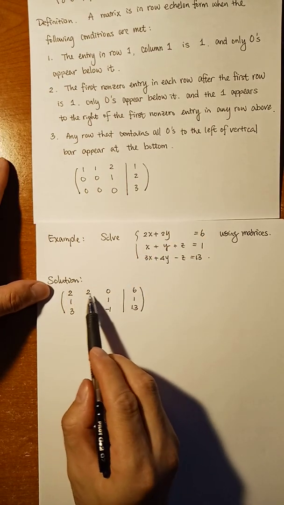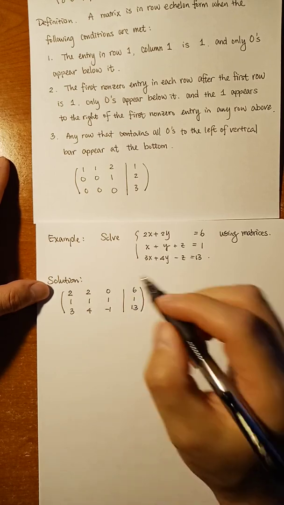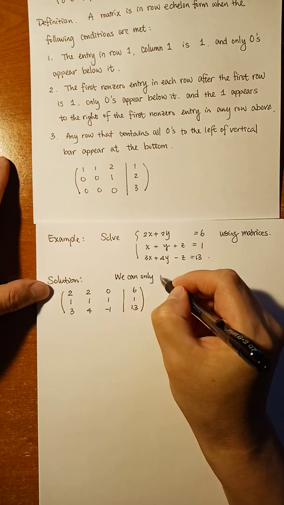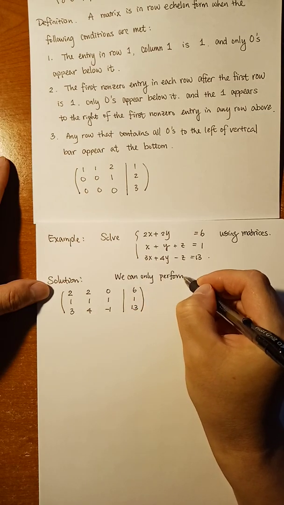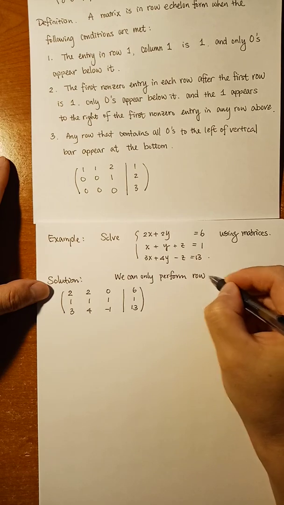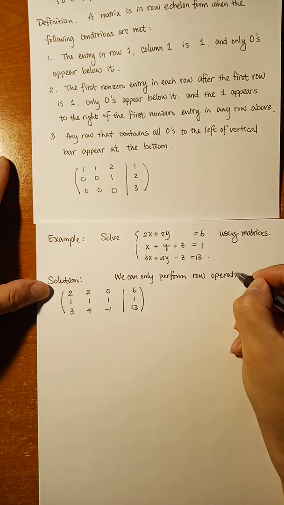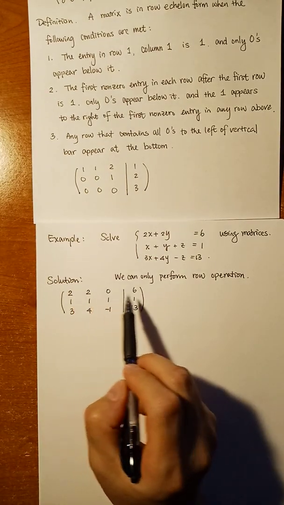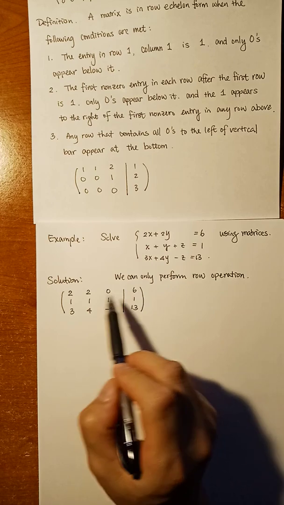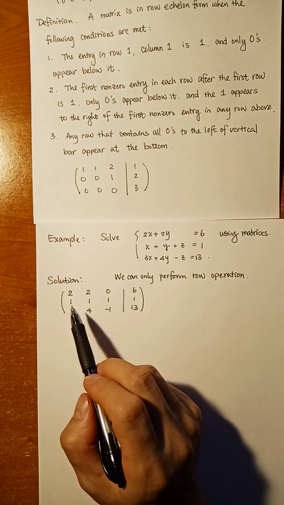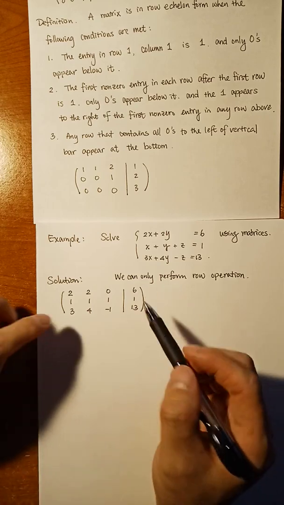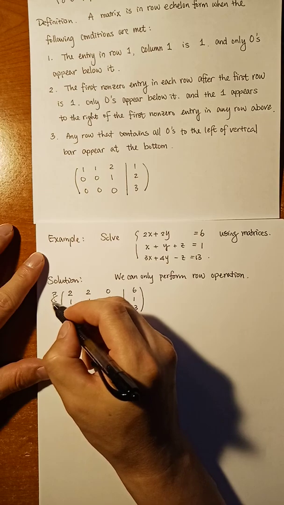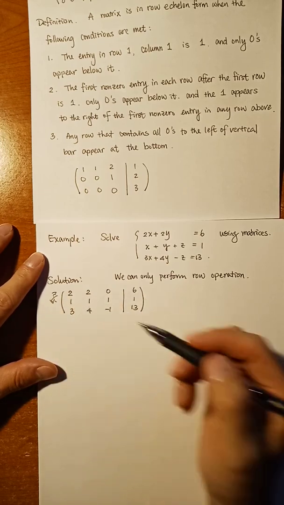We can only perform row operations. First we can multiply the first row by 1/2 to change it to 1. That's okay, it's not a problem. Or we can directly exchange row 2 and row 1. Then we directly get 1.